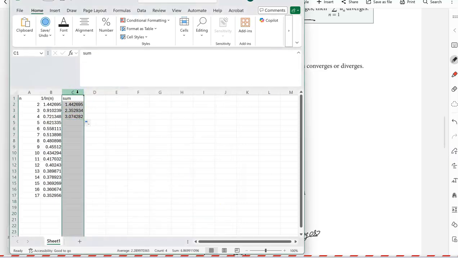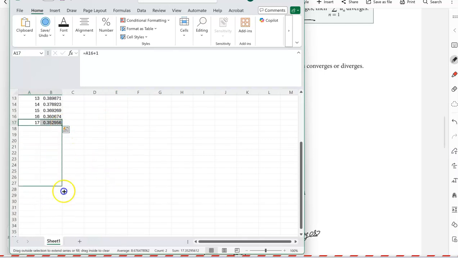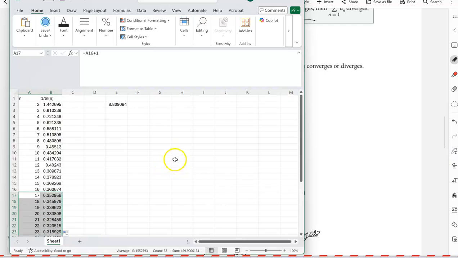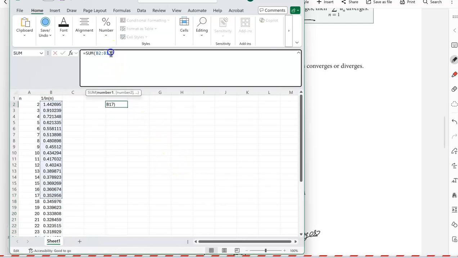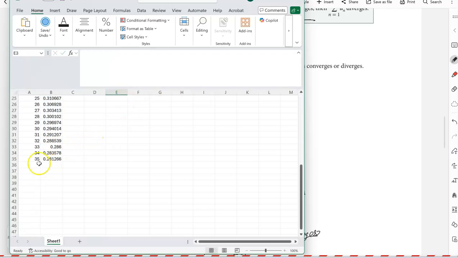Actually, I'm just going to take the sum column out. I'm going to do this an easier way. So I'm going to say equals sum of these terms. For the first 17, I get 0.808. Let's expand this to the first 35. So I'm at 14.